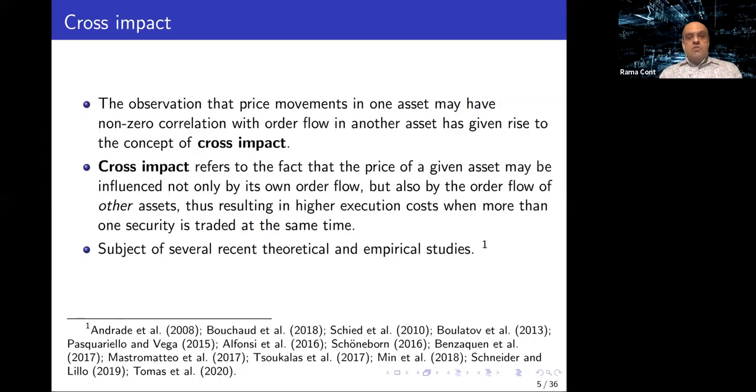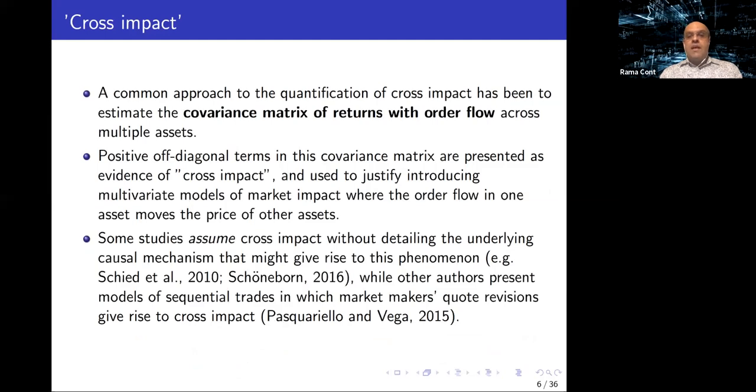Okay, so what is the idea in these models? Well, the idea is that we observe these non-zero covariance terms, of which I showed you examples. So the price movements in asset I are correlated with the order flow of asset J. To model this, they introduce a market impact model in which order flow in any asset can influence the price of another asset through some coefficient, which is called the cross-impact coefficient.